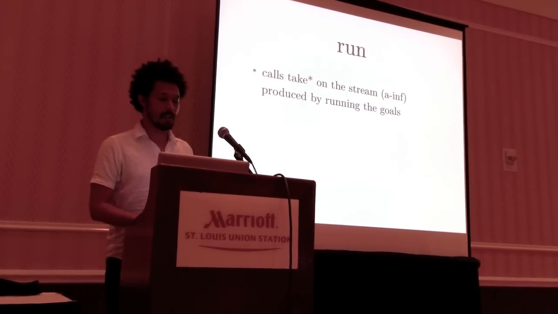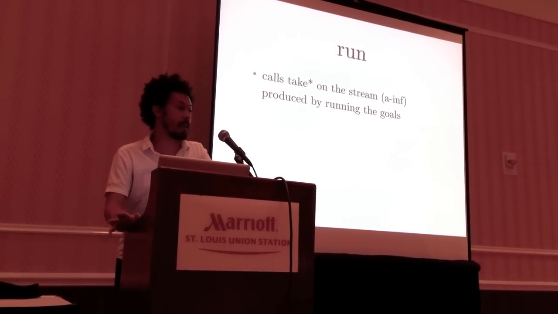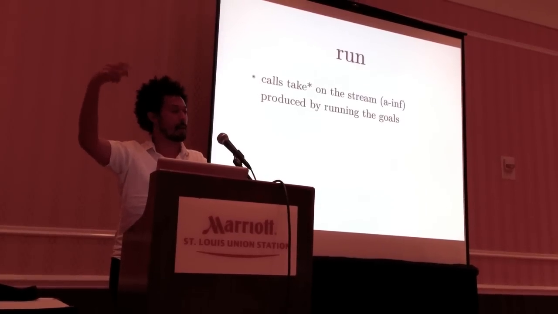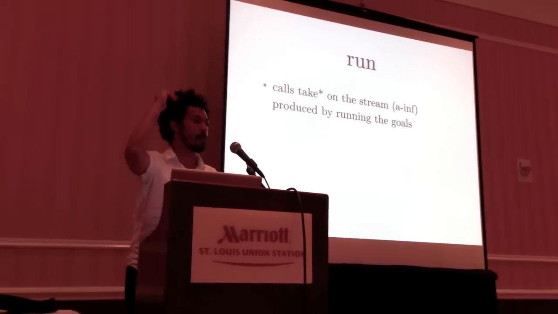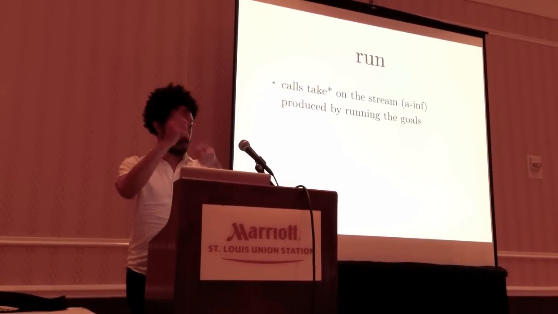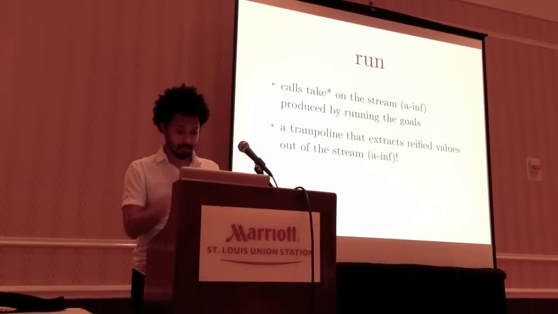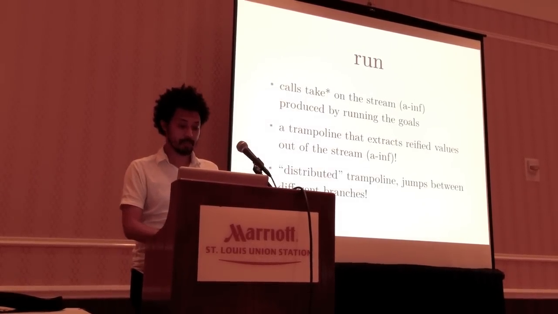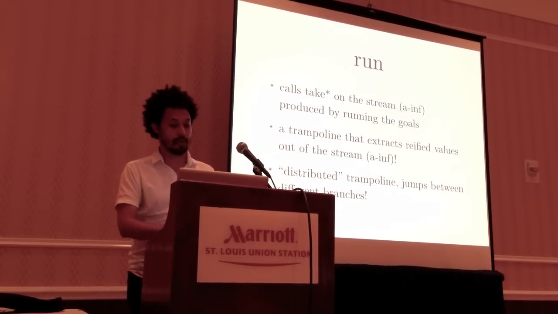So I'm almost done. This is the end. I mean, that's actually really all there is to how miniKanren works. Everything else is sort of like plumbing. Once we've started this process, we're going to get back the stream, and we call take star on it. All take star does is just run the trampoline. That's all that it really is, right? We're extracting something off the front, and we're calling the thunks, and we're getting more values, and calling the thunks, and so on. The trampoline extracts reified values out of the stream. Dan likes to refer to this as a distributed trampoline, right? The jumping back and forth.